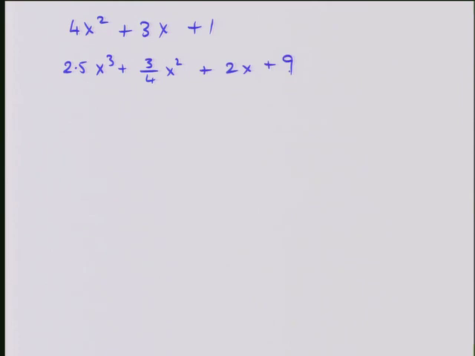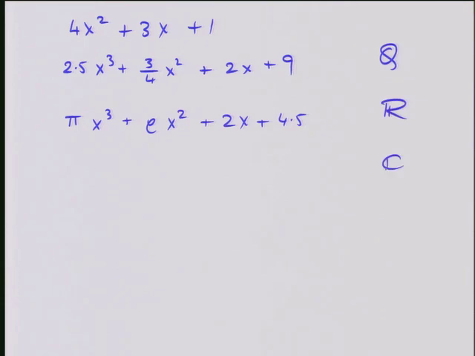So the coefficients can be rational numbers. They could even be real numbers. So you could have pi times x cubed plus e times x squared plus 2x plus 4.5. Right? So all this is fine. The coefficients can be chosen from the rationals, the reals, or even the complex numbers.